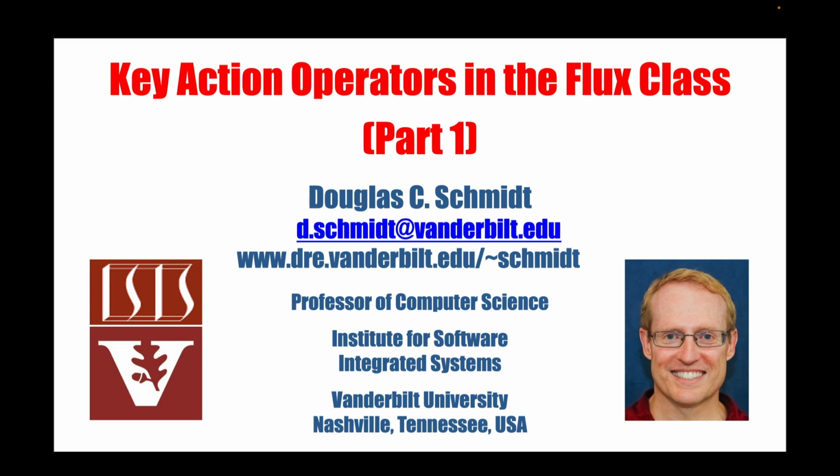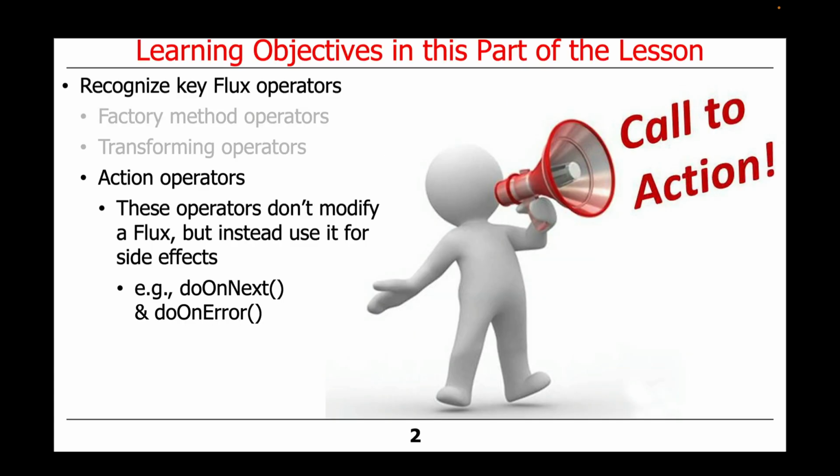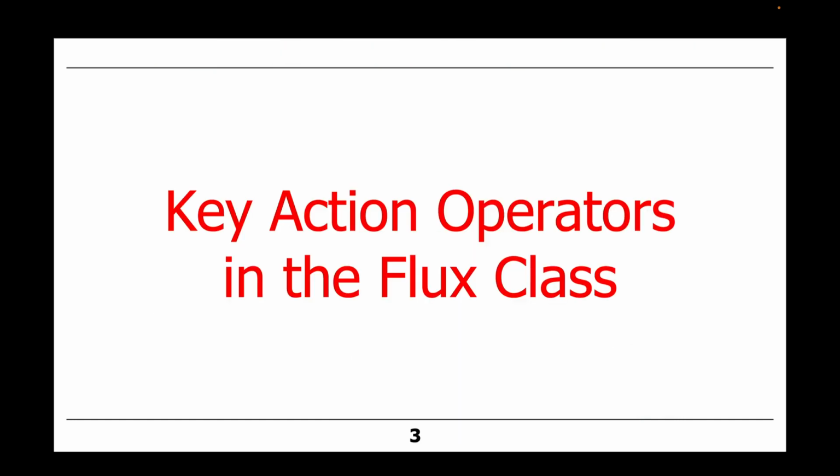So now that we've talked about the factory method operators and the transforming operators in the Flux class, let's turn our attention to some of the key action operators. You'll see that action operators don't modify a flux, but instead they use it for side effects. And we're going to talk specifically about two operators, doOnNext and doOnError.